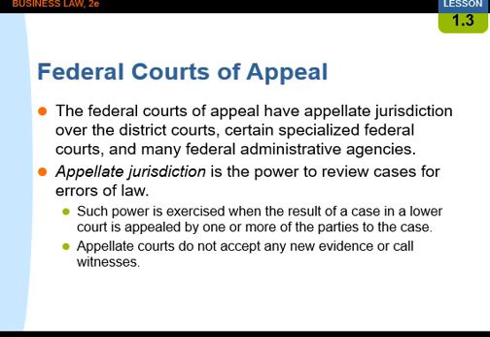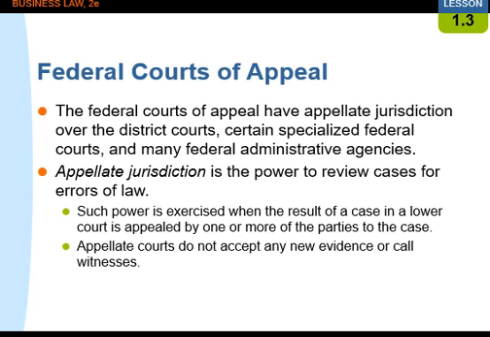Such power is exercised when the result of a case in a lower court is appealed by one or more of the parties to the case. Appellate courts do not accept any new evidence or call witnesses. Instead, they may review the transcript, a verbatim record of what went on at trial. They may also review the written and oral arguments of the opposing attorneys.